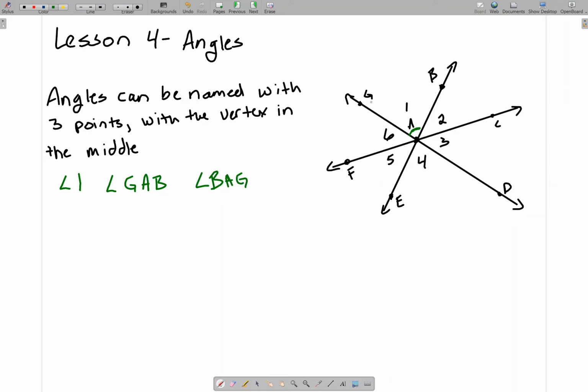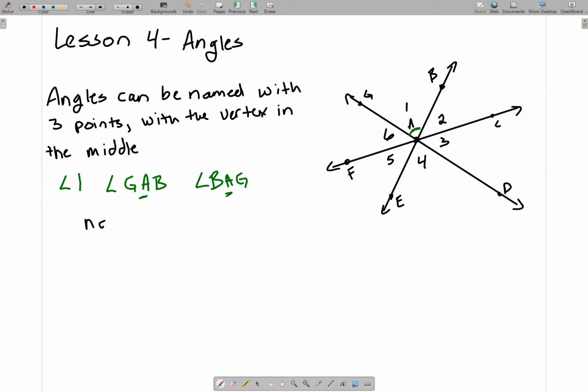It isn't angle GBA because that would be an angle formed up here, and it isn't angle BGA because that would be up here. The vertex of the angle has to go in the middle. Now, the sides of the angles are the first and second, and the second and third letters.